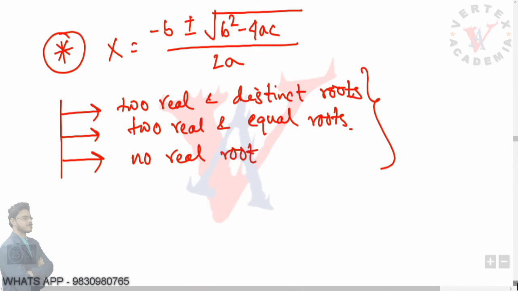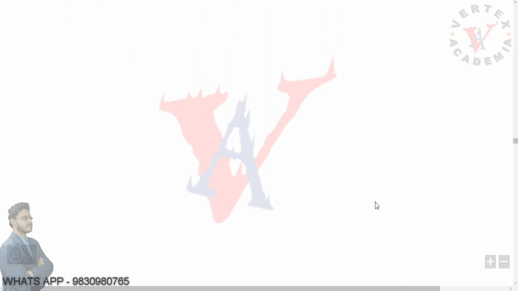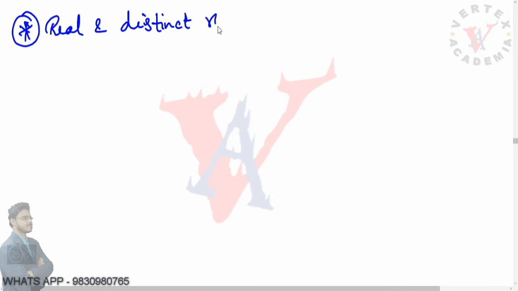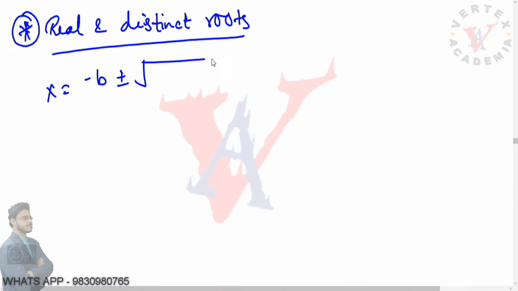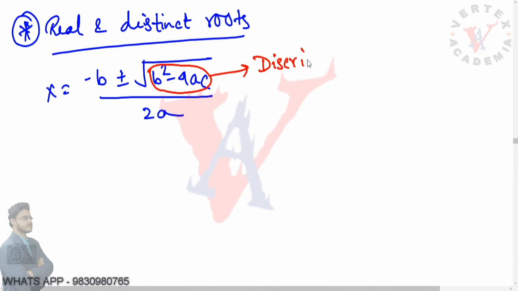These can be the 3 natures of the roots of a quadratic equation. Now discussing them one by one, let us first discuss real and distinct roots. Okay, so you have x equals minus b plus minus root over b square minus 4ac, by 2a. Now this b square minus 4ac is known as the discriminant and is denoted by D.